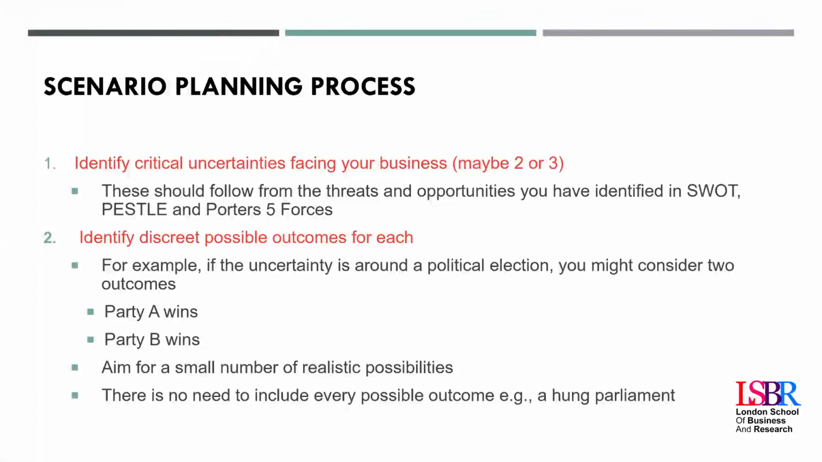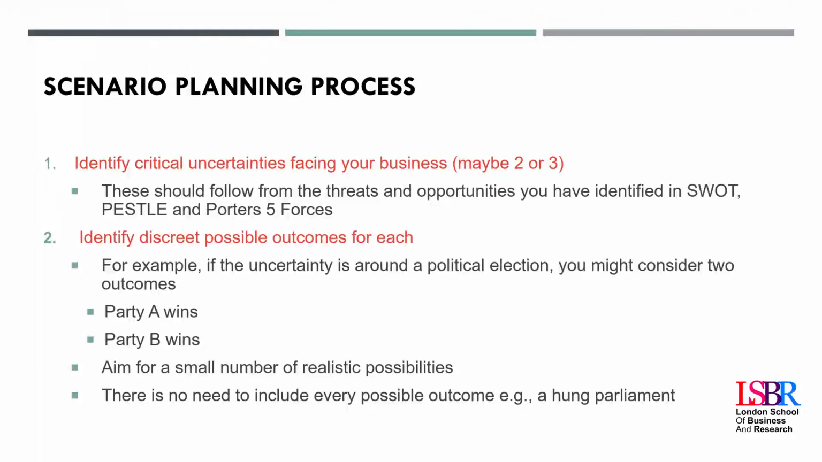Once you've identified them, you then want to identify discrete possible outcomes for each. So that means, what is the uncertainty around, for example, the political election? You might consider 2 potential outcomes: party A wins or party B wins. So for example, if we are in the United Kingdom, the 2 dominant parties are the Conservative Party and the Labour Party. If you were an organisation in the UK and it's approaching a general election in the next year or 2, and perhaps you're an organisation that needs to harness the support of the government to do what you do, then for you, one of the potential uncertainties is, well, who's going to win the general election?